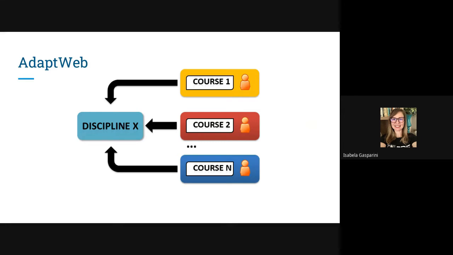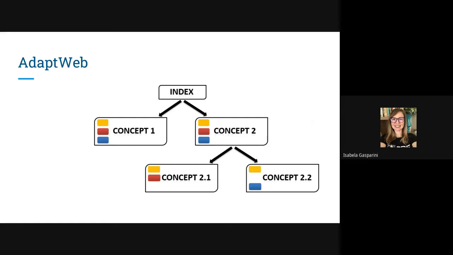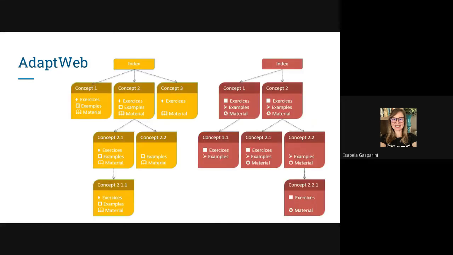For example, the environment allows the same discipline, such as algorithms and programming language, to be accessed by different courses such as mathematics, physics, engineering, or computer science students. Each course will see a different structure of the discipline, changing the quantity and depth of the concepts present. The same occurs with the examples, exercises, and complementary materials. They are adapted to each group and each student.